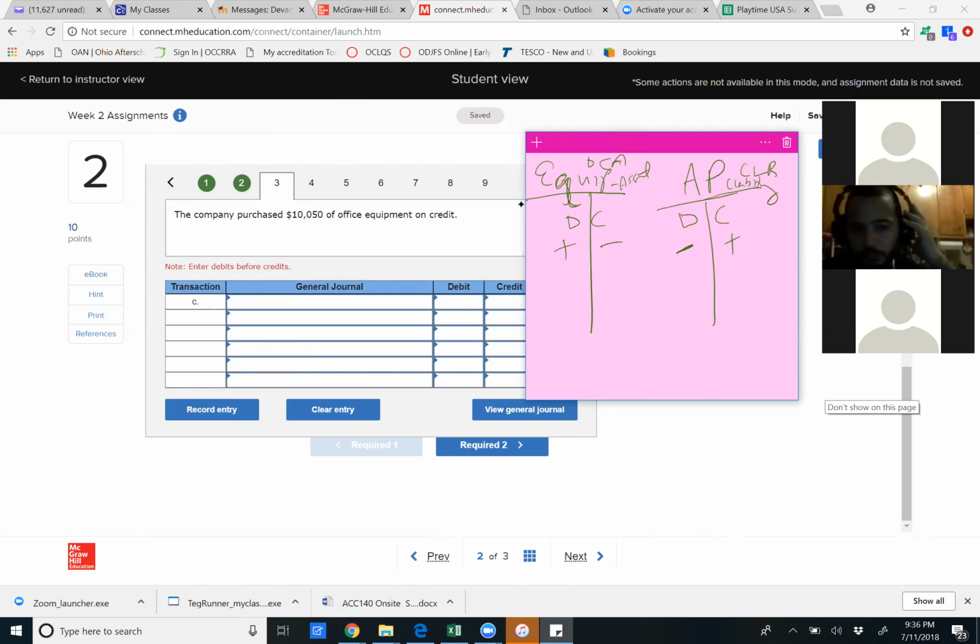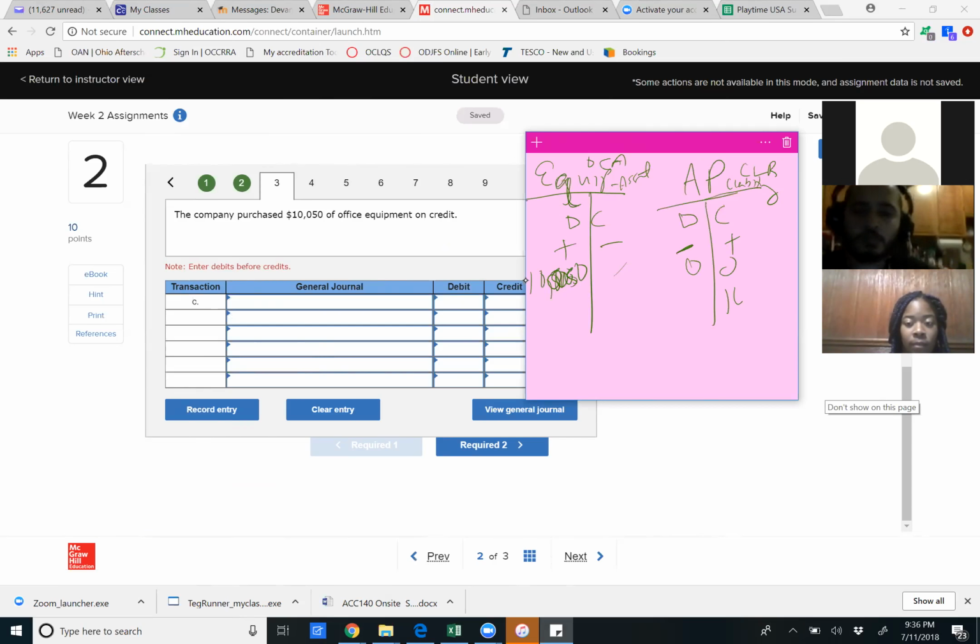So if we purchased $10,050 of office equipment on credit, so now we didn't have any office equipment before. Now we got $10,050 worth. That's a 0. $10,050. And we didn't owe anybody any money before, and now we owe them money. So we owe them $10,050. So now my debits equal my credits. I don't know why that's blue. That was cute though. Oh, maybe they do. Computers are smart. Does that make sense?